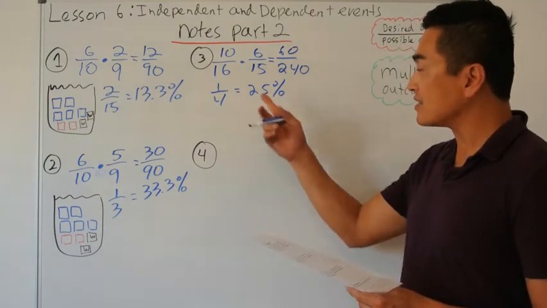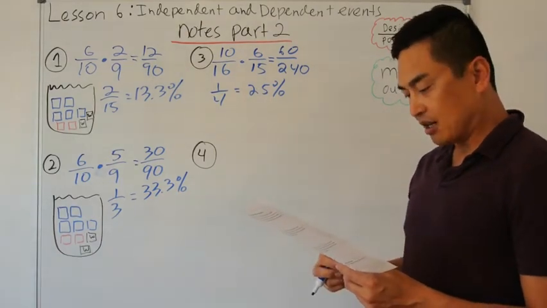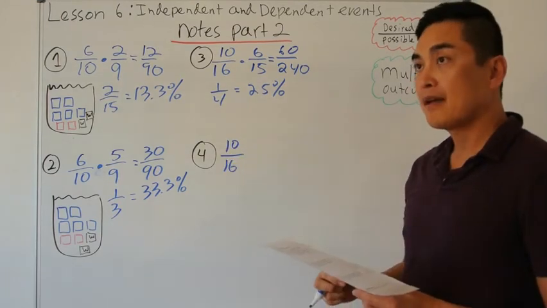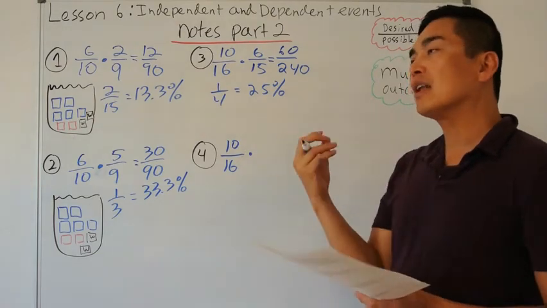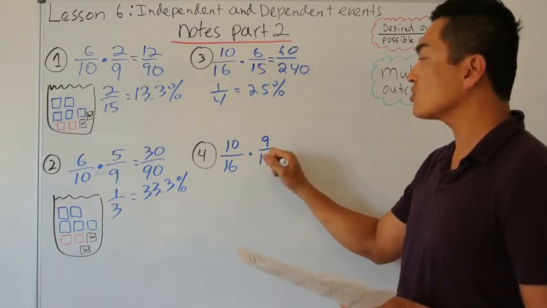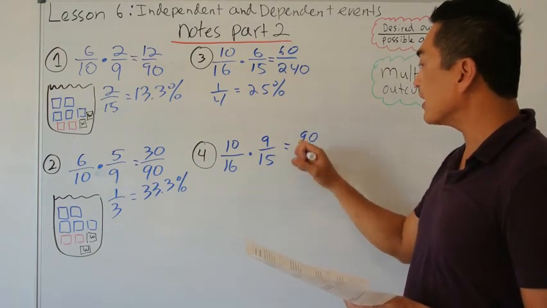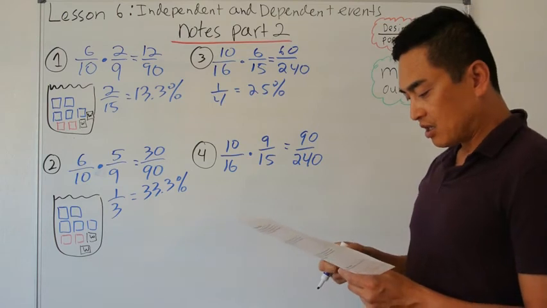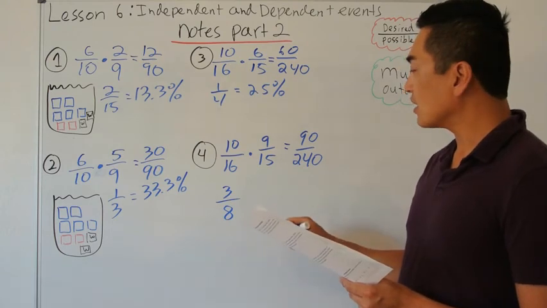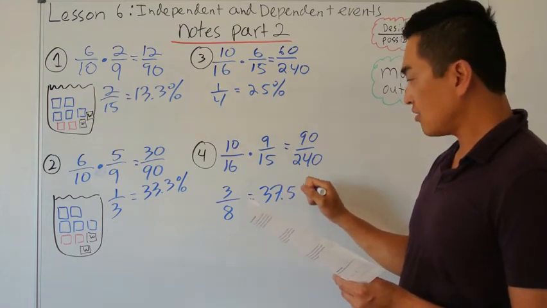Alright, this one, number 4, is the same problem as this one, except that you want to get both red socks. Okay? So again, your first choice for red socks, there are 10 red socks out of 16. And if you took 1, that means there should only be 9 red socks left, and only 15 socks total that's left. That will give you 90 over 240. You're going to reduce that to 3 over 8, and that will give you 37.5%.